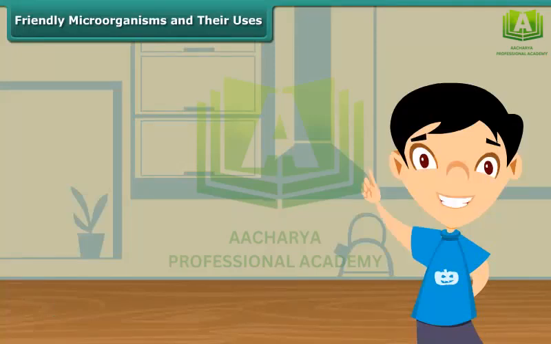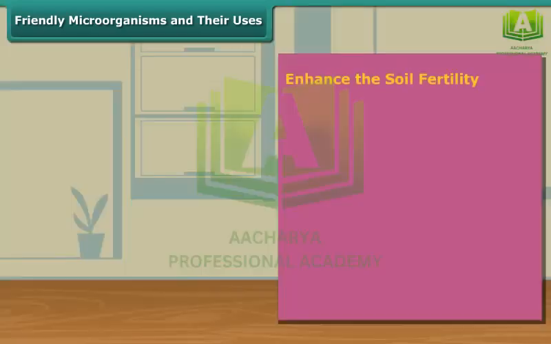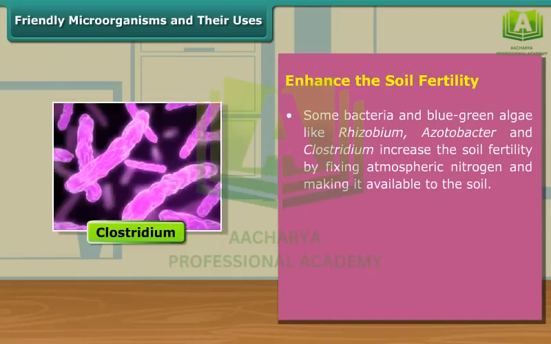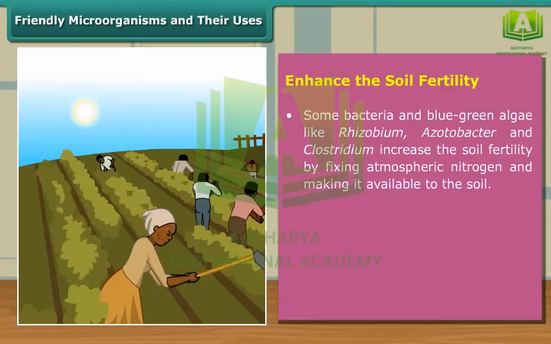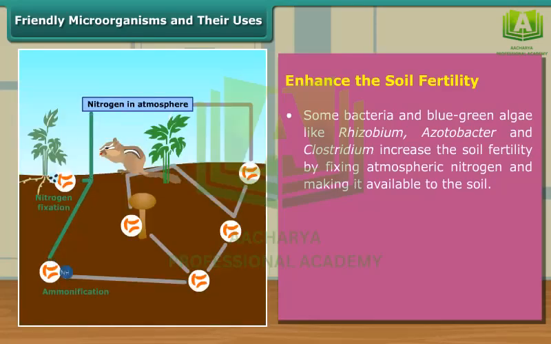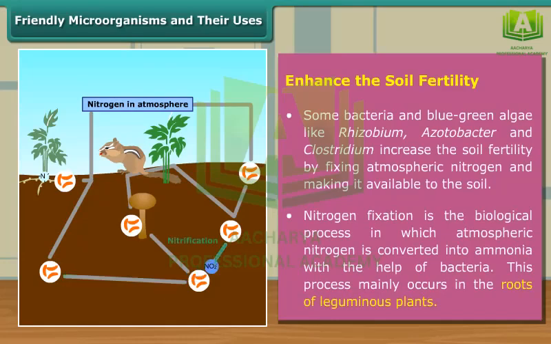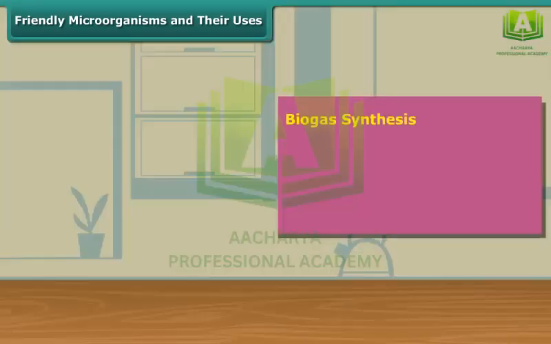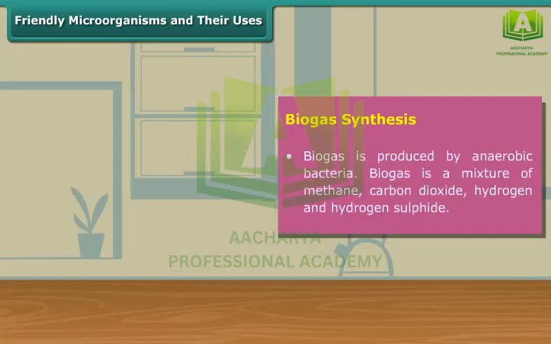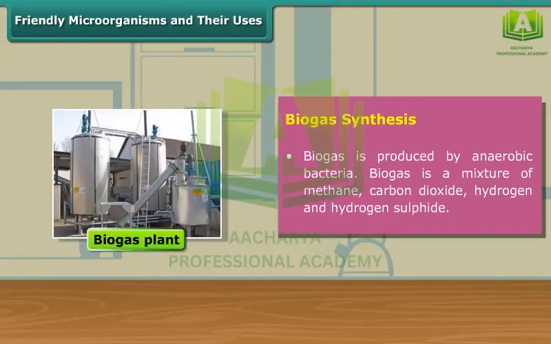Now let me tell you about other benefits provided by useful microorganisms. Some bacteria and blue-green algae increase soil fertility by the process of atmospheric nitrogen fixation. Nitrogen fixation is the biological process in which atmospheric nitrogen is converted into ammonia. There are other friendly anaerobic bacteria that are used in the synthesis of biogas. Biogas is a mixture of methane, carbon dioxide, hydrogen, and hydrogen sulfide.